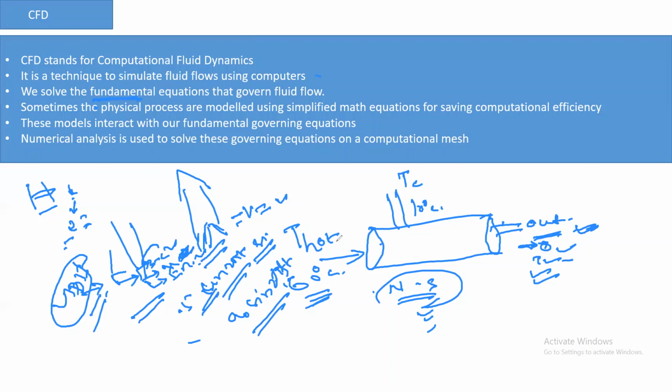Numerical analysis is used to solve these governing equations on a computational mesh. Previously I already told you what discretization is: we divide the domain into small cells. This discretization is nothing but the mesh. Numerical analysis we use within each and every cell. You got my point? This is the last point.